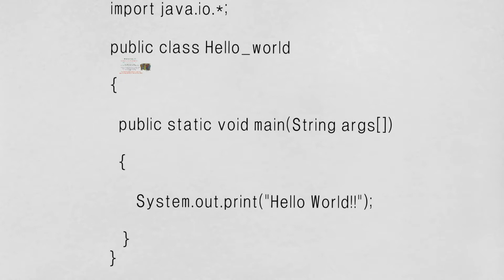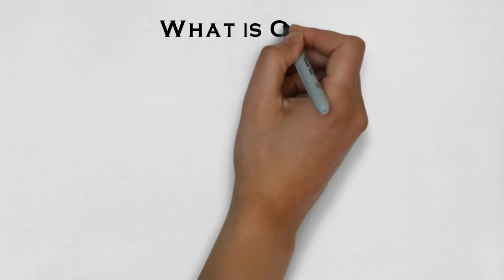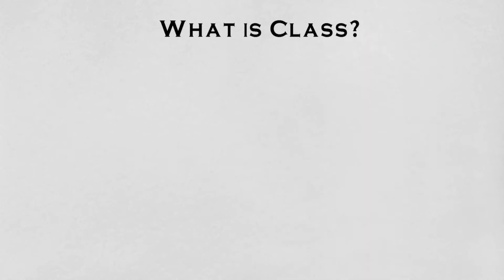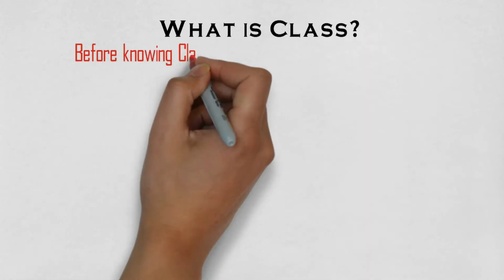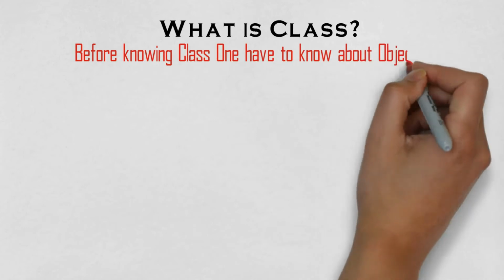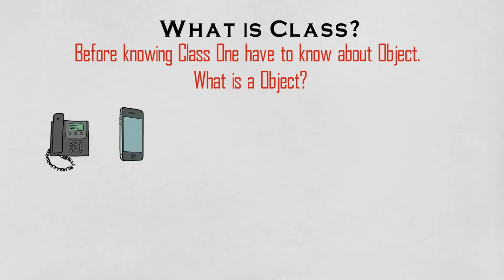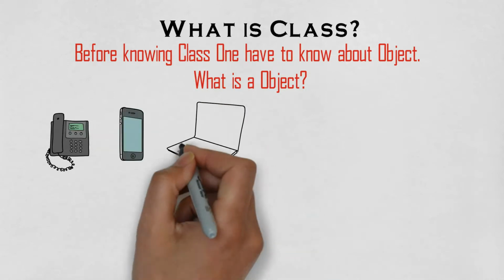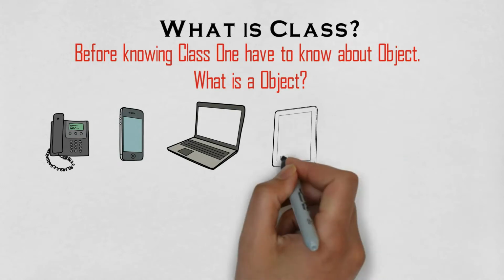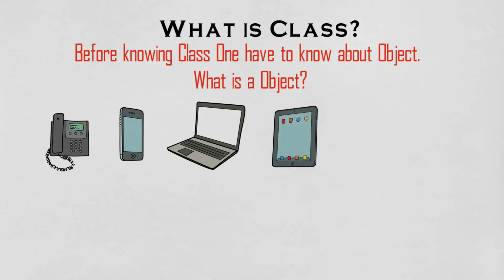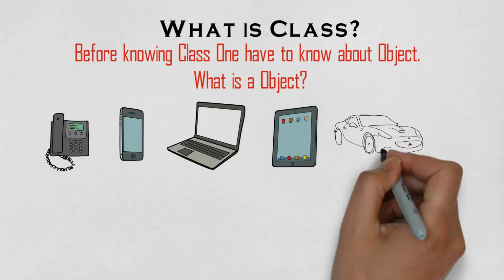The next term is most important, the class. So what is a class? Before that, we need to understand what is an object. An object can be anything: the landline phone of your home, your smartphone, your tablet or your laptop, or perhaps your dream car. It can even be the study table on which you sit down to study every day.